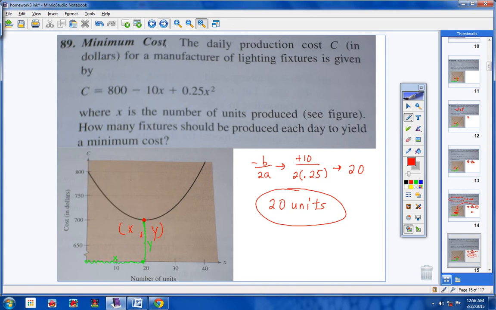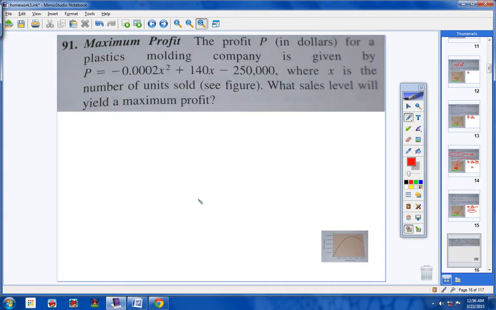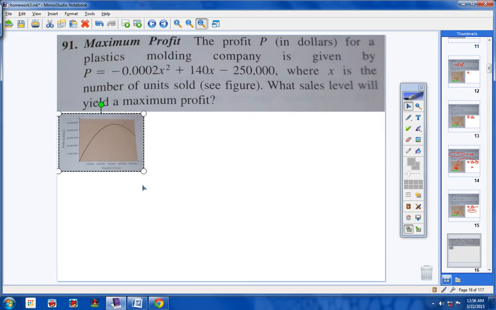Alright, moving on to 91. Maximum profit. The profit P in dollars for a plastics molding company is given by this, where x is the number of units sold. What sales level will yield a maximum profit? Okay, same problem again. A lot of redundancy, but good practice, okay?